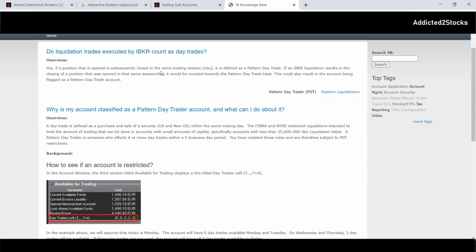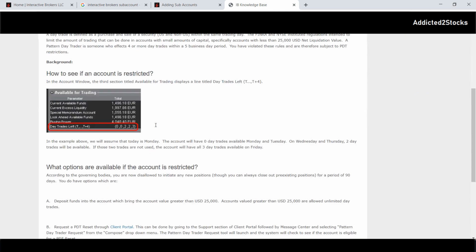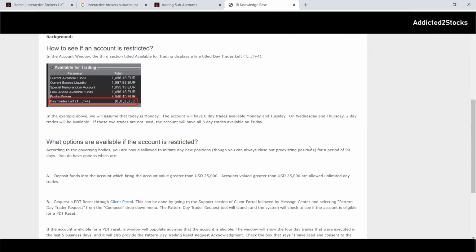Basically, to simplify it quickly, if you have less than $25,000 in your account and you're trading mostly US securities, and you're day trading, your account gets restricted according to the US FINRA and NASD regulations. And I think at Interactive Brokers, if it happens once, you get restricted for 5 days. I think if it happens more often, they restrict it even for a period of 90 days.